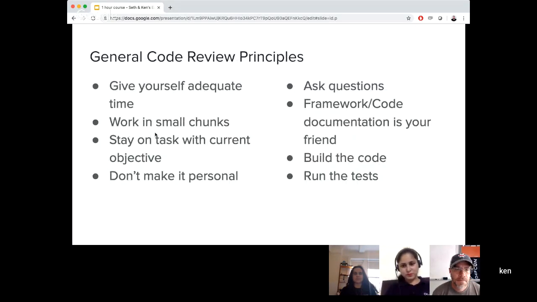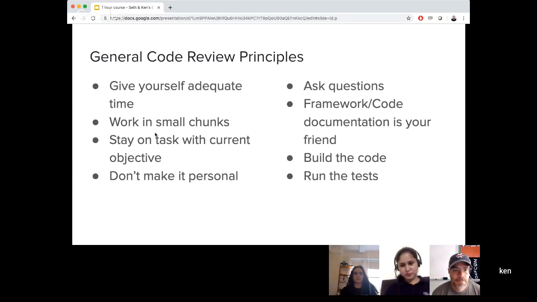So this is the non-technical aspect before we get into the pretty technical aspect. Basic: give yourself adequate time. When we say that, we mean chunks. You want to work in a chunk of focused time. If you're constantly interrupted, you're not going to be able to review code effectively. So if that means you have to close down Slack or whatever, you should probably do that.